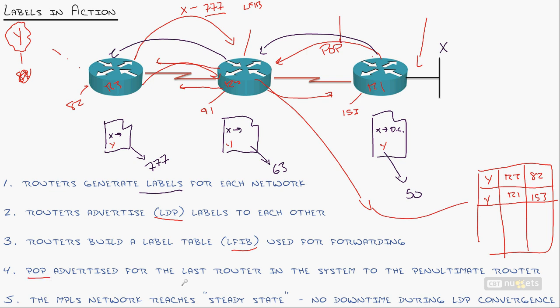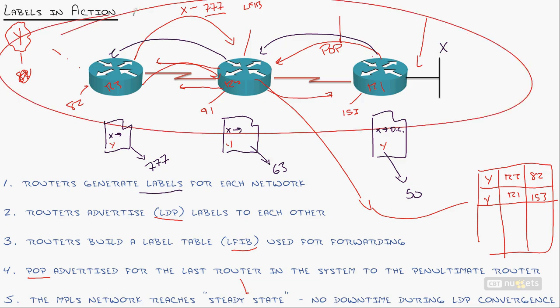So the pop is advertised for the last router in the system to the penultimate router. That's what I was just showing you right here. And the MPLS network reaches the steady state once all these labels have been exchanged. It's known as MPLS steady state. But know that no downtime is happening during the LDP convergence. So while they're exchanging all their labels, we're forwarding as normal. We're just using what way of forwarding? The FIB, right?